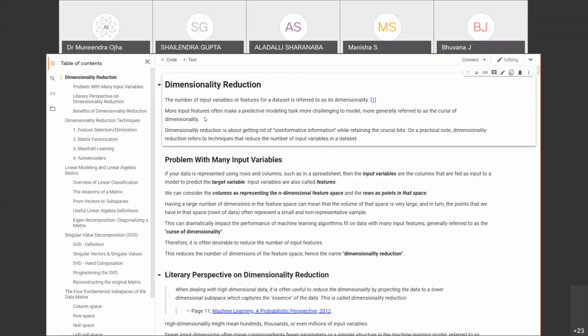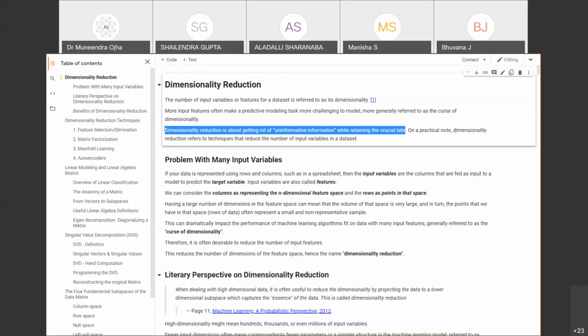Okay. So till now we discussed why we need data, why we collect data, how to get data. And from this point onward, I'm going to tell you that among the data that you have collected, I'm going to remove some of the data, because with more variables, with more dimensions, our complexity increases a lot. Okay. So dimensionality reduction is about getting rid of uninformative information while retaining the crucial bits.